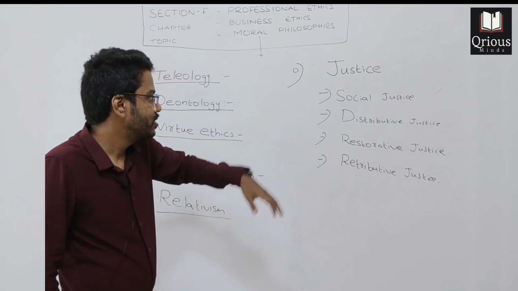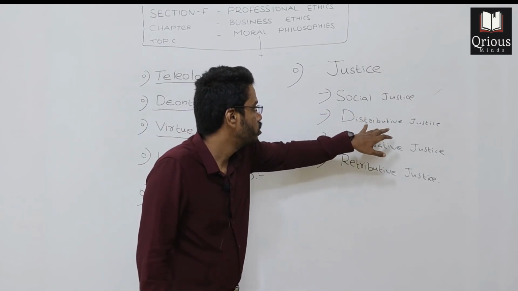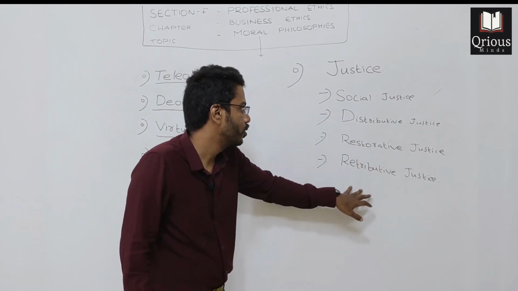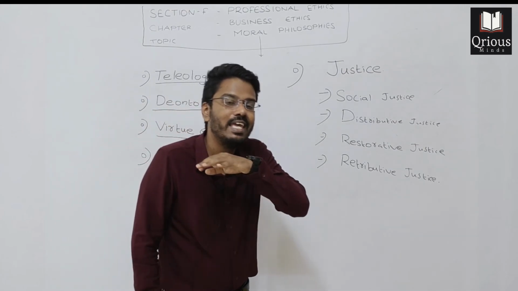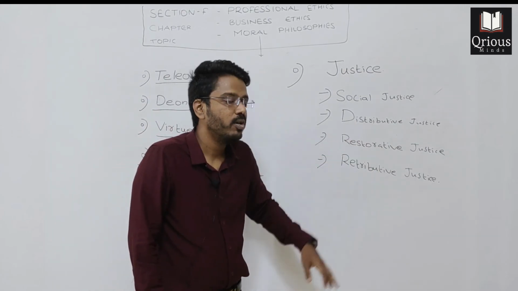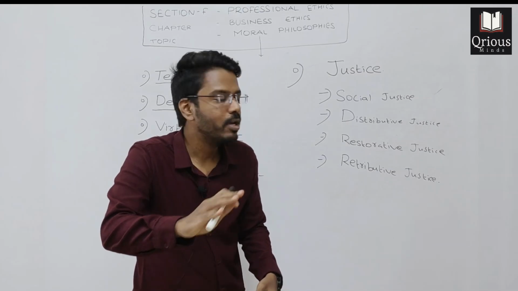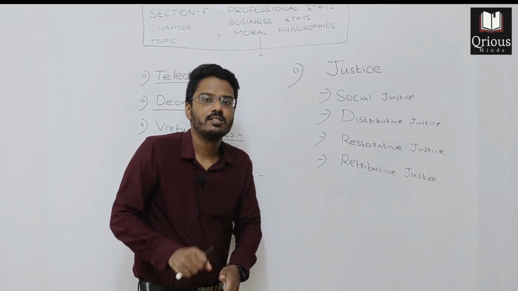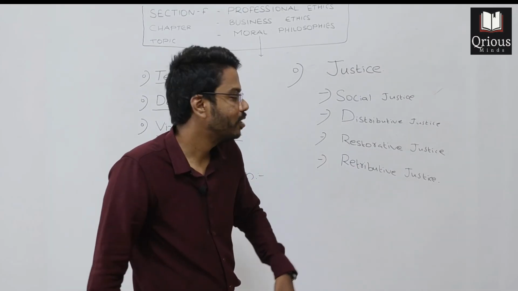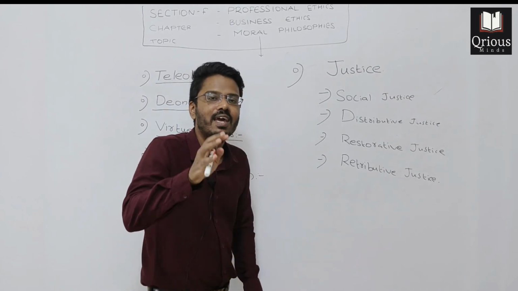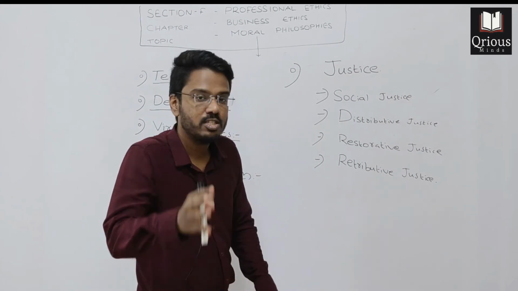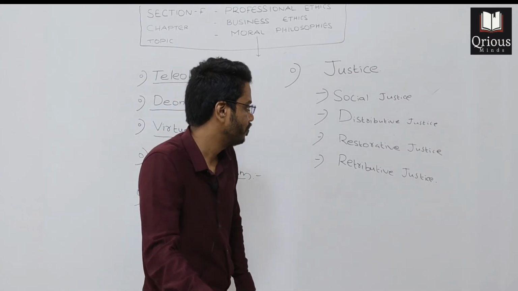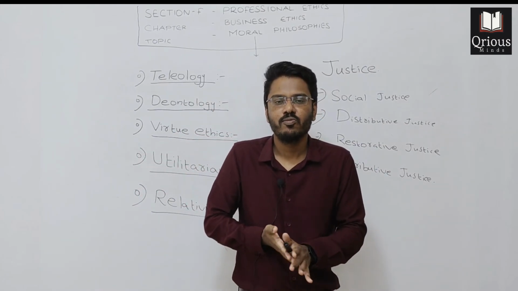The sixth is justice. Justice can be classified into 4: social, distributive, restorative, and retributive. Social means ensuring equal opportunities to everyone. Distributive justice: assets should be allocated equally within the society. Restorative justice: you need to make good the loss of the other person. Retributive justice: any action or any mistake that is punishable shall be punished. So this is what moral philosophies are all about.